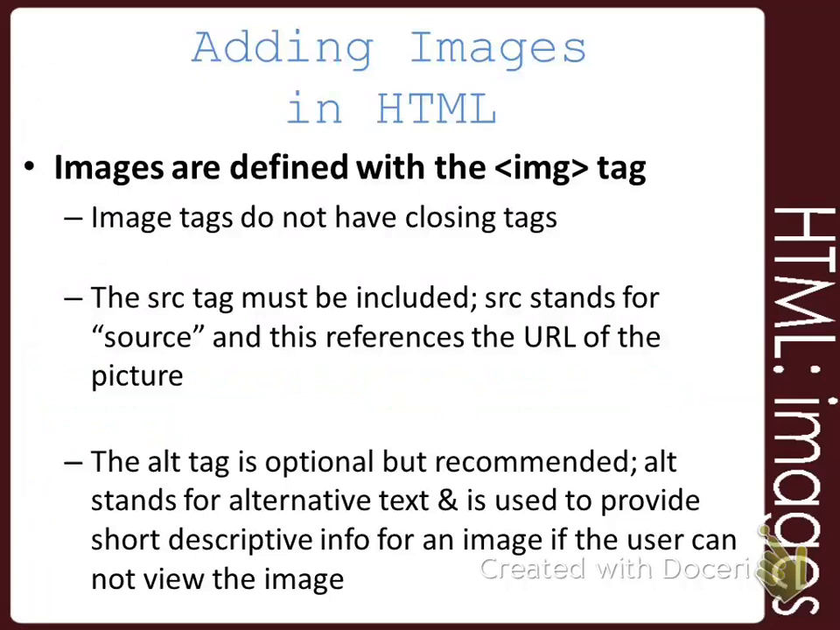The alternate tag is optional but recommended. Alt stands for alternative text and is used to provide short descriptive info for an image if the user cannot view the image. You may roll over your image, it may be an image of Austin, and it may say this is Austin when it rolls over the picture. So that's what alternate text is.